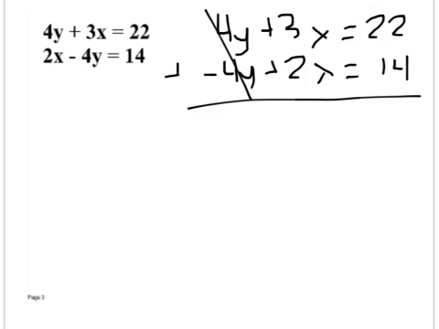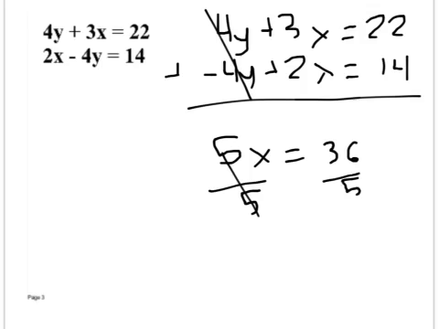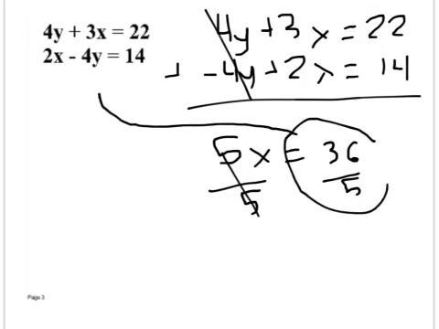So we're just adding these. 3 plus 2 is 5. 22 plus 14, 36. Plus. They're both positives. Yes. Divide by 5. Oh, we always do that? Yes. Alright, I'm going to leave x as 36 over 5. I'm going to plug that into one of these equations. Does not matter where. I'm going to go there.